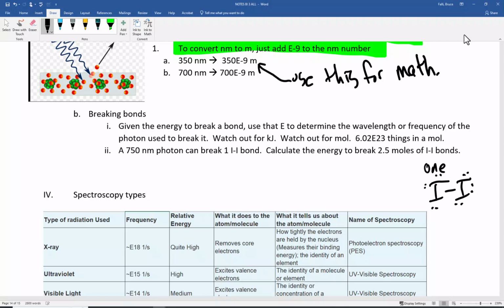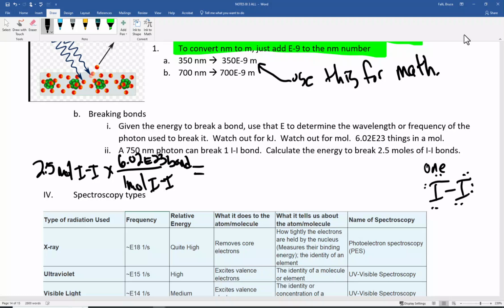Okay. So that's breaking one. So 2.5 moles of I2 times dividing bar, and then 1 mole of I2 is 6.02 E23 bonds of I2. So then 750 nanometers of light.